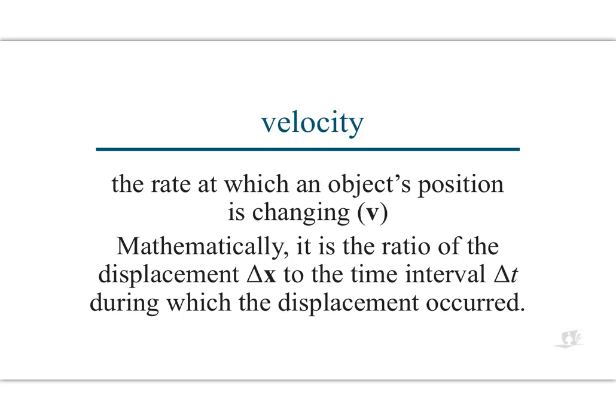So then velocity is a vector. Remember, vectors have direction. And so the rate at which an object's position is changing is going to be that v variable. Mathematically, it is going to look exactly the same as speed. It is going to be the displacement, which will be the delta x over the delta t, or the time. But velocity does take into consideration direction. And so when you're given velocity, you're going to be given the direction that it's going, not just the distance covered.